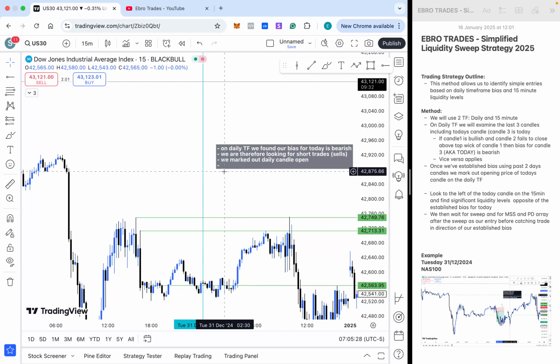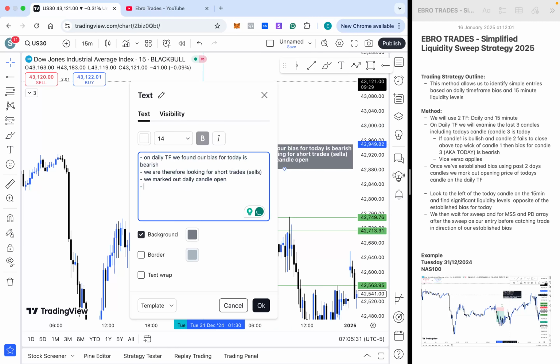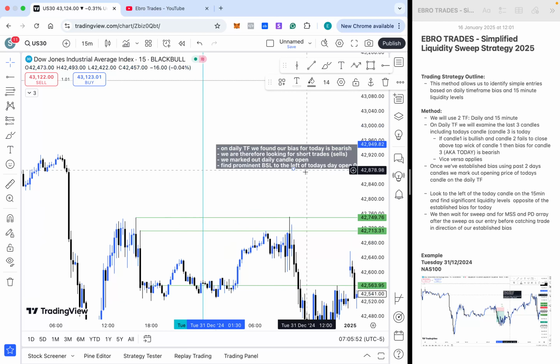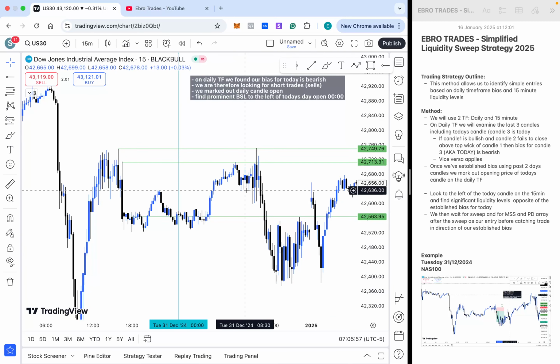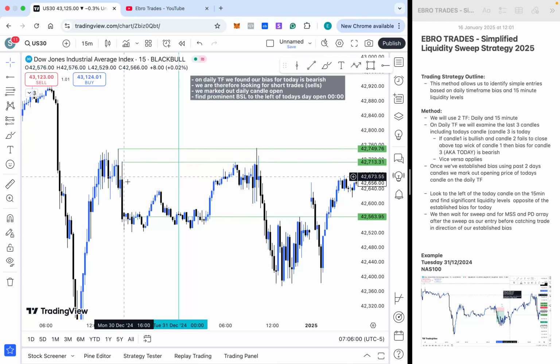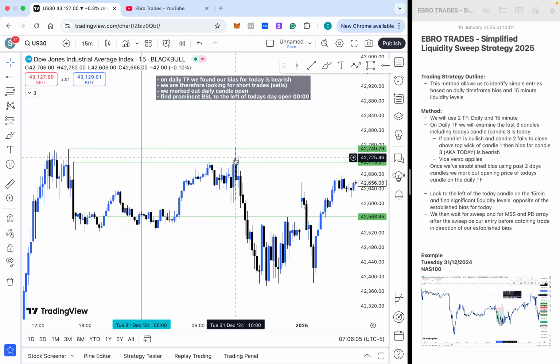So find prominent buy-side liquidity to the left of today's day open, which is 0000, right? Now, what are we waiting for? We are literally waiting for price to sweep the prominent buy-side liquidity to the left of today's open, which is this liquidity over here. Price is swept.